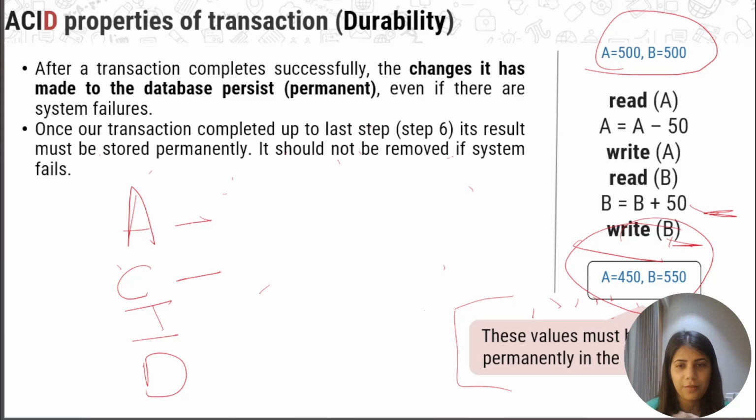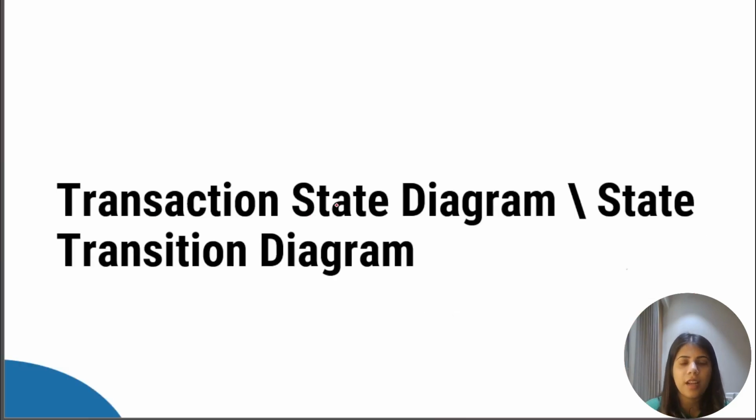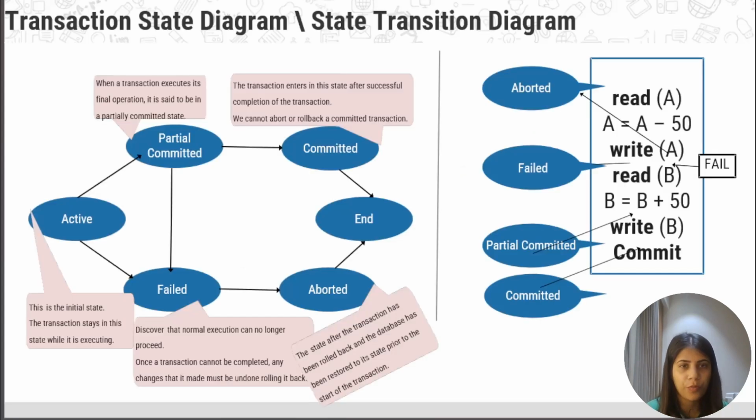That is durability. Start with the next topic, which is the transaction state diagram, or we can call it the state transition diagram. So the first stage is always the active stage. This is the initial state. The transaction stays in this state while it's executing. Now there are 2 possibilities.